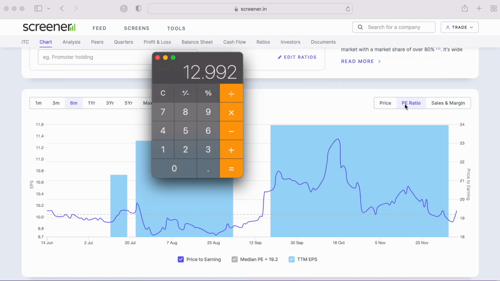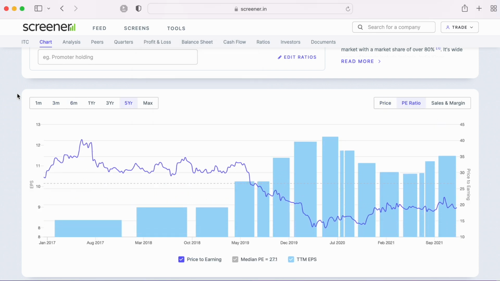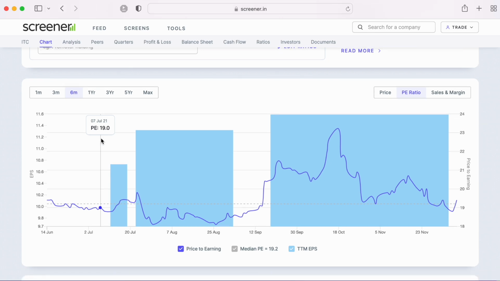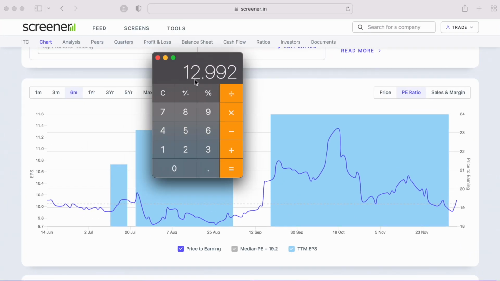We'll scroll down and see the PE ratio of a company. And once we go to the PE ratio of the company and click on 6 months, in the last 6 months, we get the average PE of the company. It is 19.02. Now we'll just multiply this amount, 12.99, by 19.2. This gives us a target price of ITC at 249.4. So this is a very simple way of calculating the company's target price or intrinsic value.